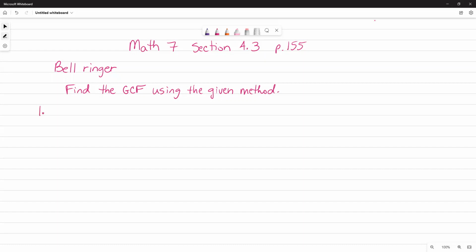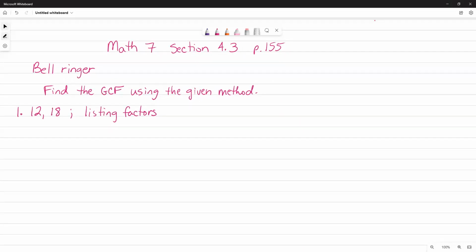All right, so for number 1, I want you to find 12 and 18, and this is not in your book, so you don't have to go looking for it. Using listing factors. So you just list all the factors, and then because they're small enough, you should be able to do it in your head. List prime factors and then figure out what's common.